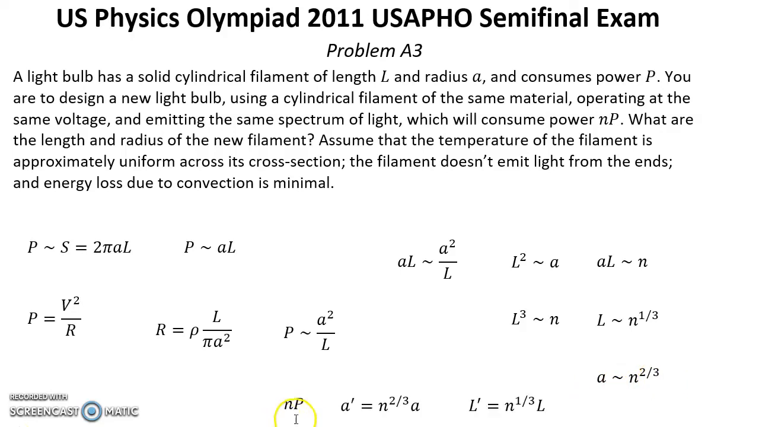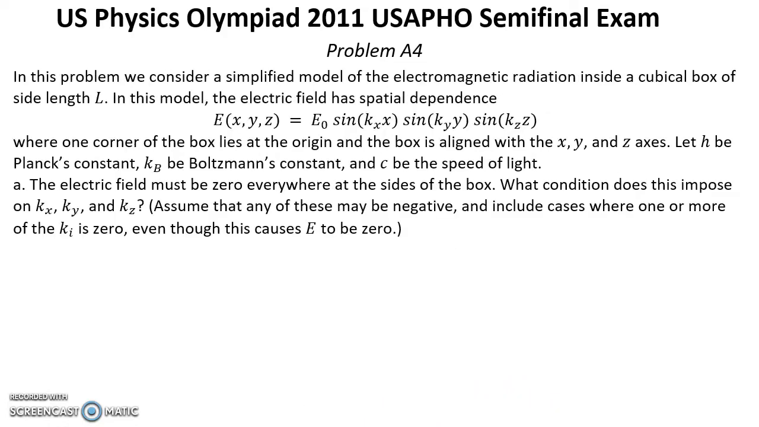So finally, to get a new power NP with the above conditions, we have to create a new filament with these parameters: A prime equal to N to the power 2/3 times A, and L prime equal to N to the power 1/3 times L. So that's the result.